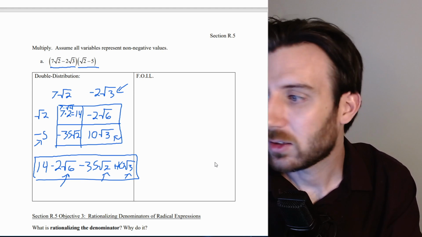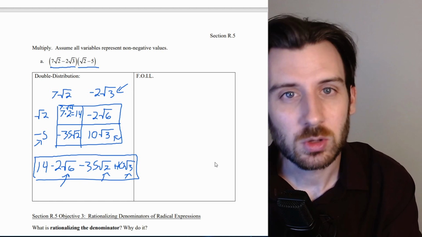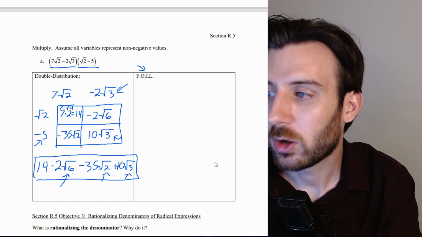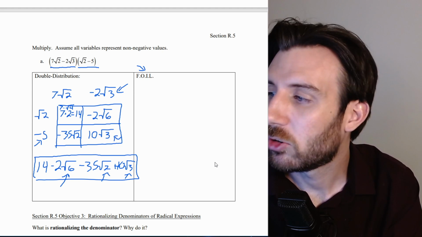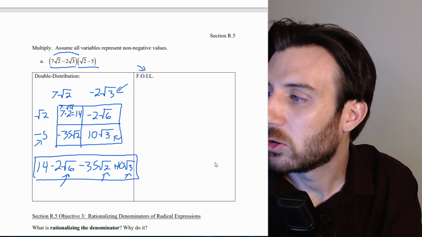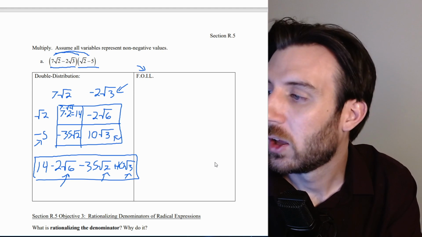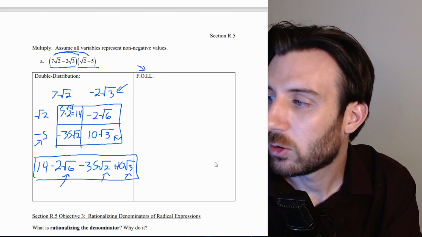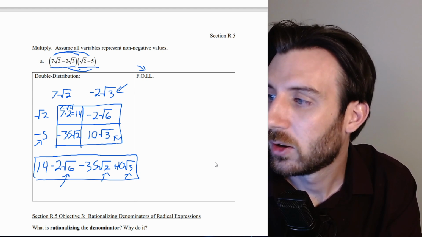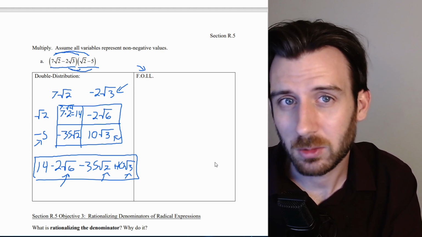Now, if you'd like, instead of setting up this grid, you can move on to the FOIL acronym. The FOIL acronym is the exact same thing as the grid, but we just do it in parts. So we do it so that everything gets its individual turn. So we do the first terms, the outer terms, the inner terms, and the last terms. This is faster, but it requires you to pay a little bit of attention.